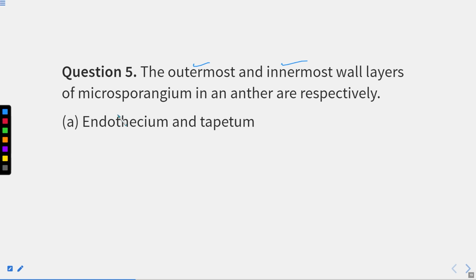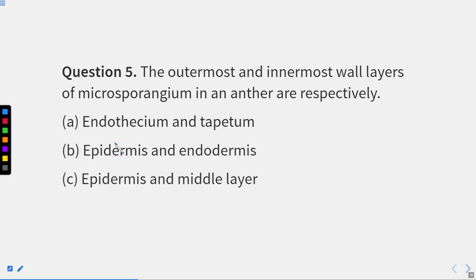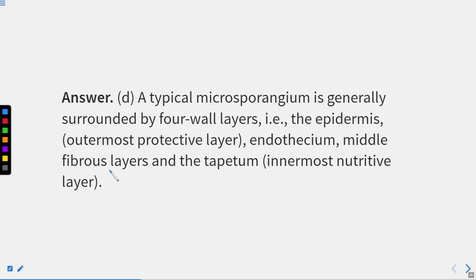The first option is endothecium and tapetum. Option B is epidermis and endodermis. Option C is epidermis and middle layer. Option D is epidermis and tapetum. Now, here the correct answer is option D.